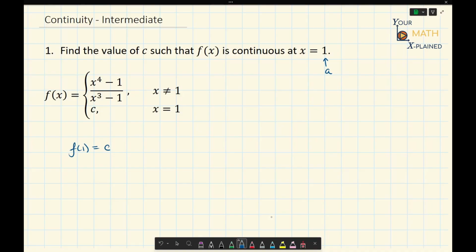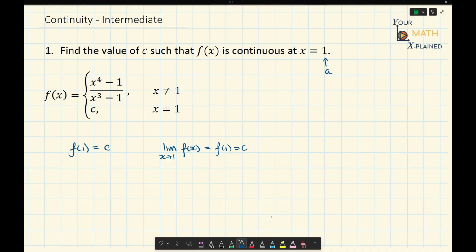Next, I'm going to combine the second and third condition. The second condition says that the limit has to exist at a. The third condition says that the limit as we approach our value of interest for our function must equal the value of the function evaluated at a. So in other words, we want the limit as x approaches 1 of f of x to be equal to f of 1. But we know what the value of f of 1 is. This is equal to c. So in other words, we want the limit to be equal to c.